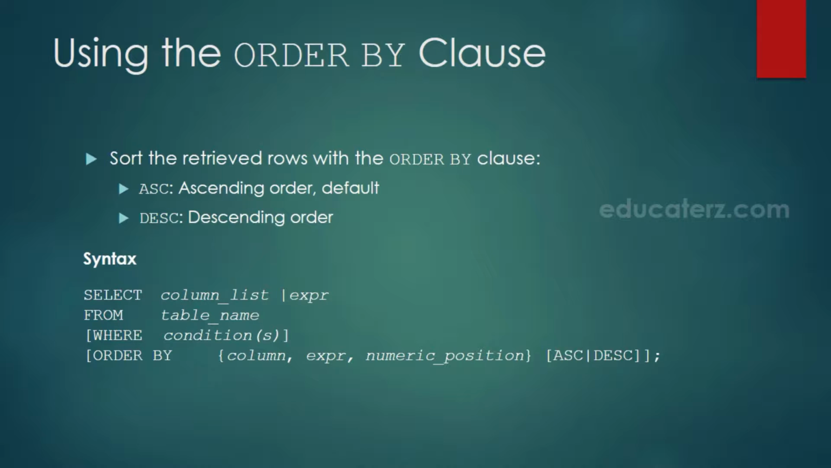If you look at the syntax, you will understand this. SELECT column list or expression FROM table name. The WHERE clause is optional: WHERE conditions. ORDER BY column, which is in the column list, or expression. You can also specify the numeric position in the column list, in either ascending order or descending order. This is the syntax of the ORDER BY clause in a SELECT statement.